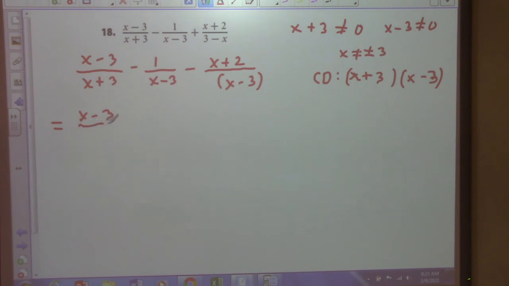And what do we have to multiply this by here? What do we have to multiply this by to get our common denominator? Like you said, x plus 3. To get our common denominator, what do we have to do with this one here? Thank you, Aaron.